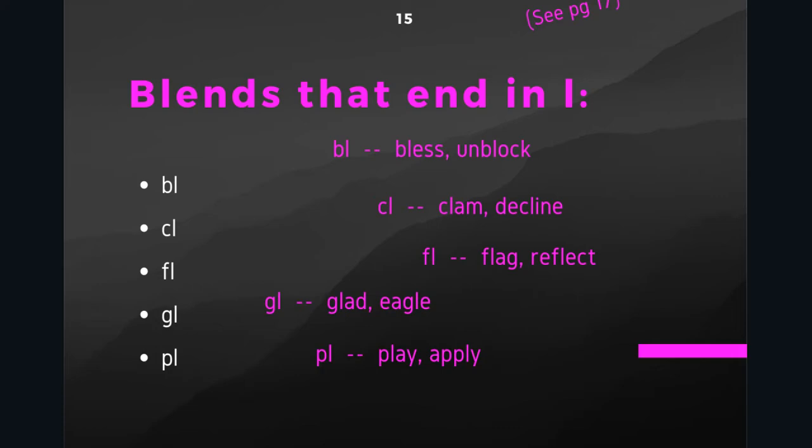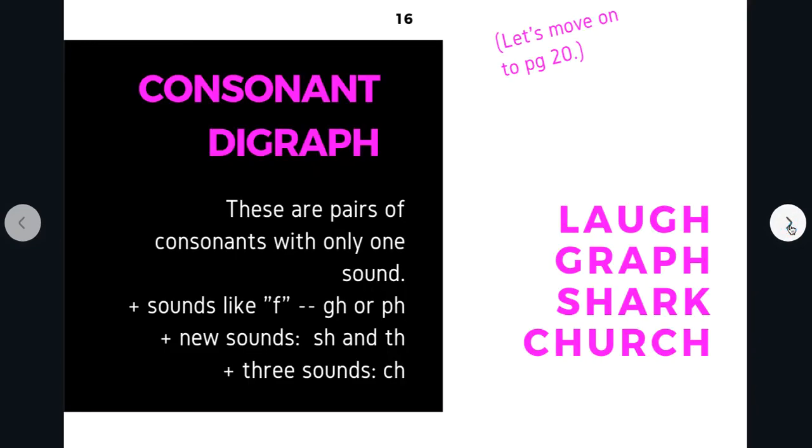Bless, unblock. CL, clam, decline. FL, flag, reflect. GL, glad, eagle. PL, play, apply. And I'm sure you can come up with many more. All right, now we're going to look at page 20. So we're kind of moving ahead. You'll see that on 18 they did the blends with R. It's the same concept as the other two that we just looked at.